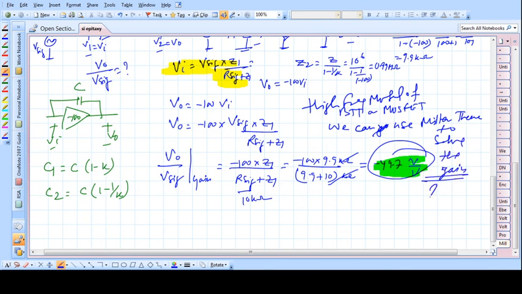So okay, in a coming video I will try to show how to use the Miller theorem in the high frequency model of BJT or MOSFET.